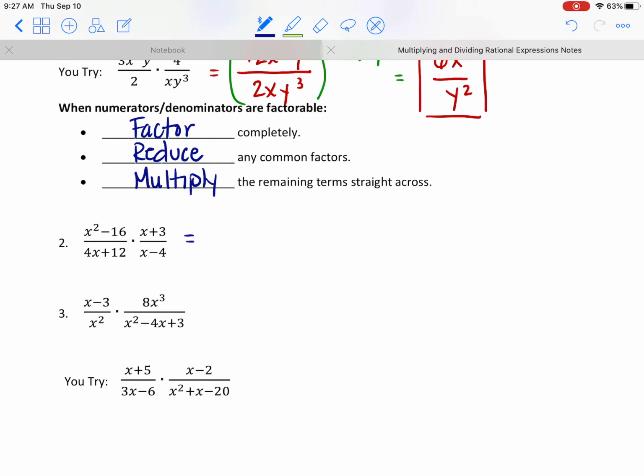Okay, so in this first example, top of the first fraction, that x squared minus 16 is a difference of squares.